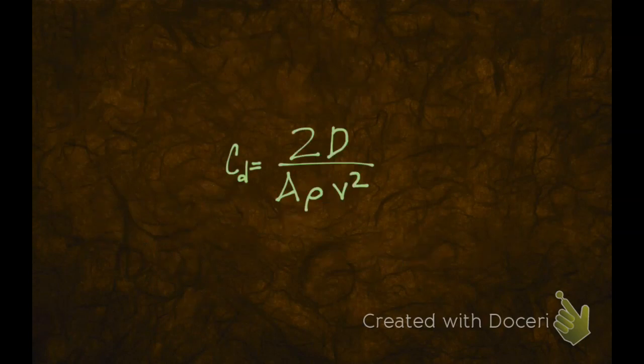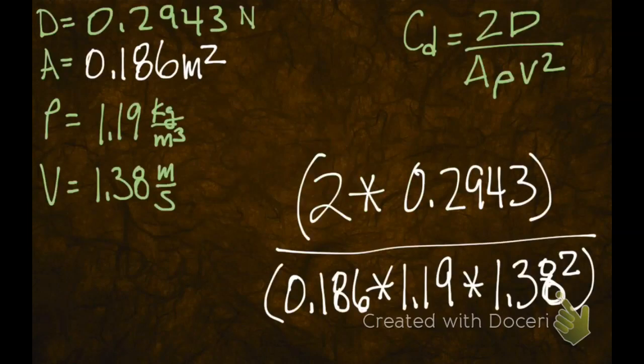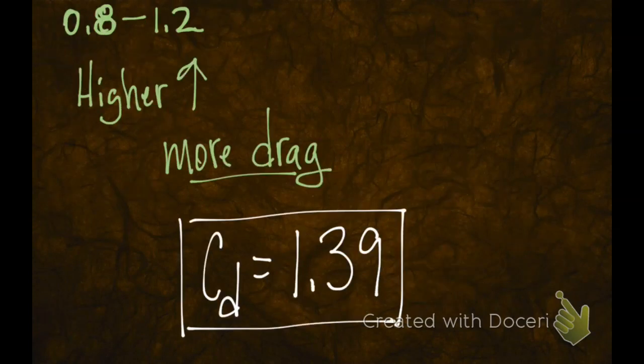So let's look at the calculation now. The coefficient of drag is equal to 2 times the drag force divided by the product of area, the density of the air, and the velocity squared. So if we take our numbers and plug them in, we see that it's 2 times 0.2943 divided by 0.186 times 1.19 times 1.38 squared. We only square the velocity, not the whole thing. And that gives us a coefficient of drag of 1.39 in this example.